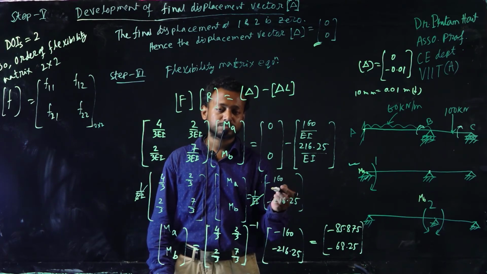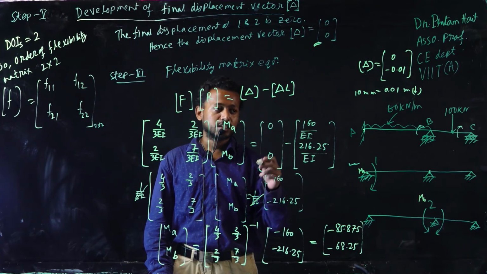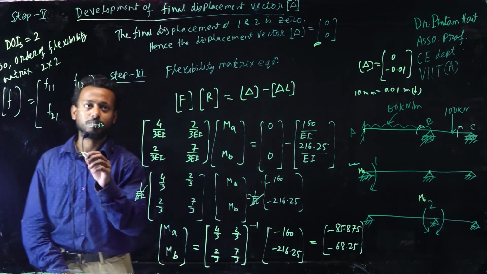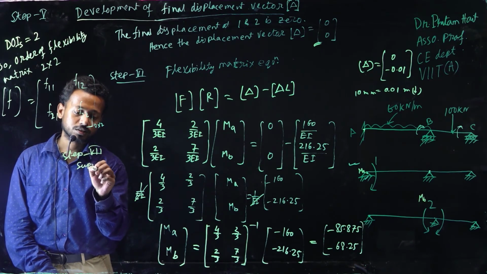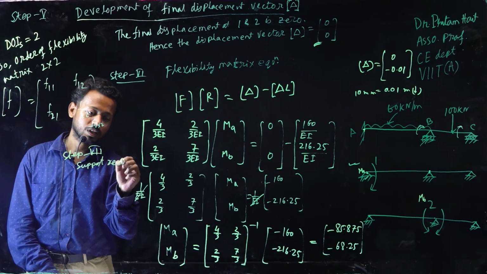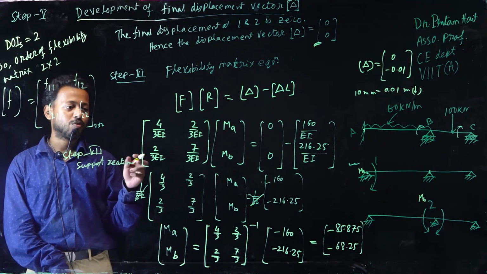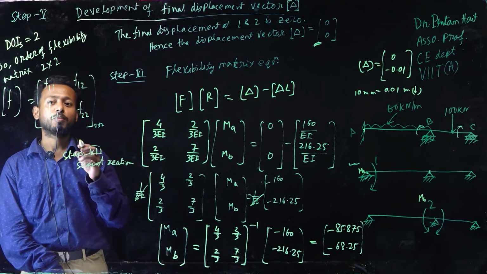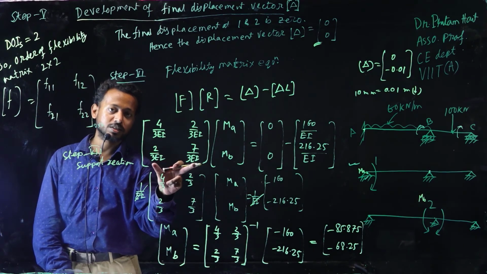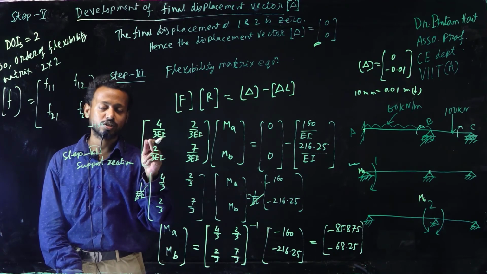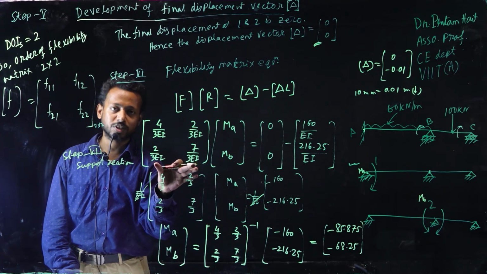After that you have to calculate the support reaction, then you have to draw the bending moment diagram. So the next step will be step 7, support reaction. If it is asked to form the stiffness matrix, then you have to calculate up to step number 4. That means once you get the stiffness matrix, you can stop the calculation. Only if it is asked to form the stiffness matrix, then up to the formation of the stiffness matrix you have to stop.